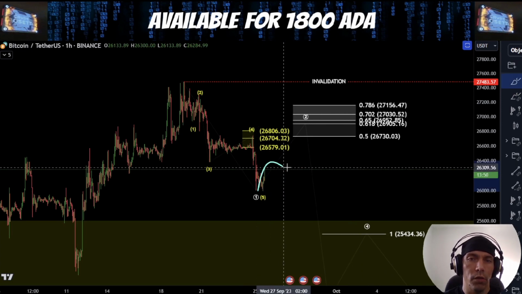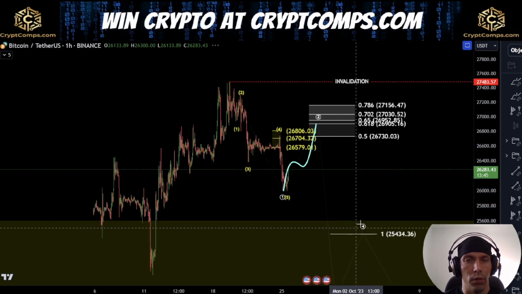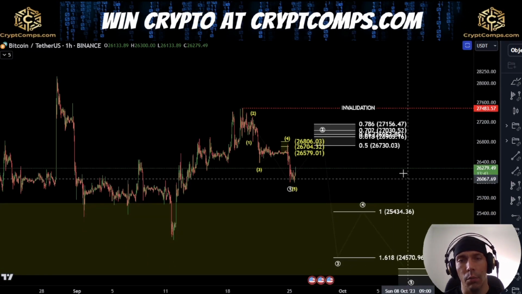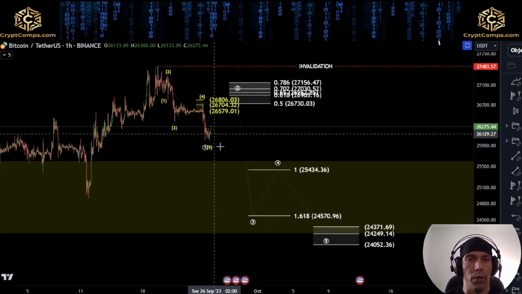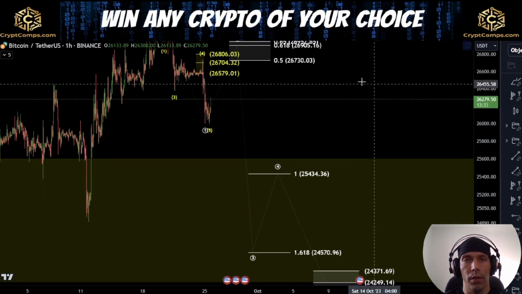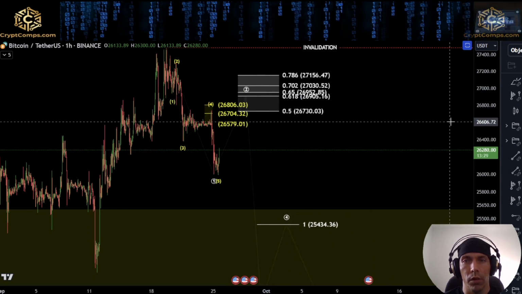Now, if we do see just three waves up here, we would then be looking for that continuation to the downside. If this is going to turn into an impulse where this is 1, 2, we'd have to then see a move down. Now, the target area that I've actually taken this wave 2 to is this 0.618, which is sitting at this 26,905.